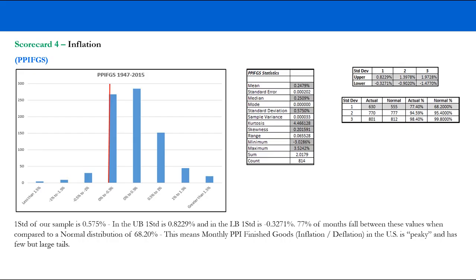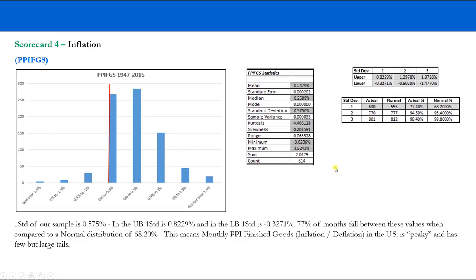And when we compare this to a normal distribution of 68.2%, which is a one standard deviation move in a normal distribution, this basically again means that the data we're looking at is peakier, so a lot more values around the mean, and has fewer but larger fatter tails, so bigger outliers, and then a vacuous situation when compared to a normal distribution in between.